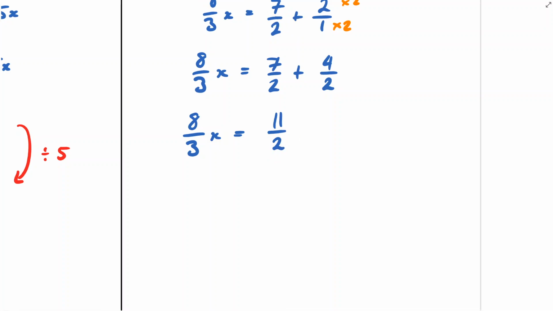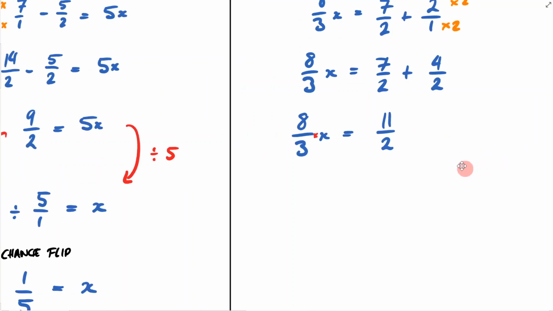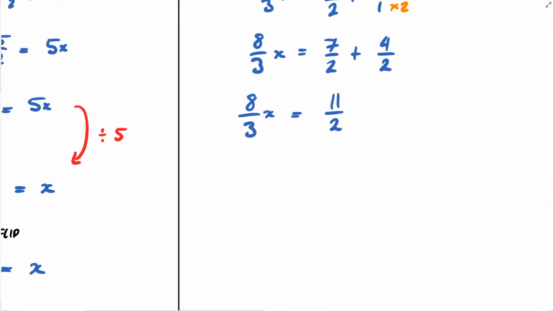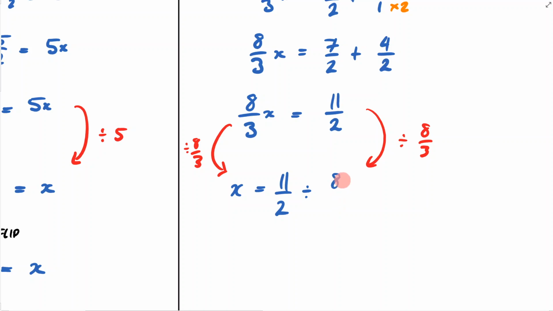Then, once I've done that, what am I going to do next? Well, I need to get rid of this, right? And would you agree that they're timesing with each other? So, can I get rid of that? I can't undo. That's all right. Oh, I'm going to have to redraw it now. That's going to be x there. What I'm going to have to do here is divide by 8 on 3. And I'm going to do that to both sides, obviously. So that means I'm going to get x is equal to 11 on 2 divided by 8 on 3.